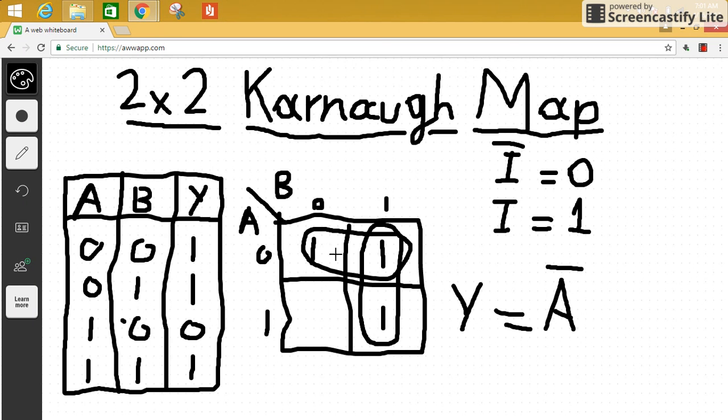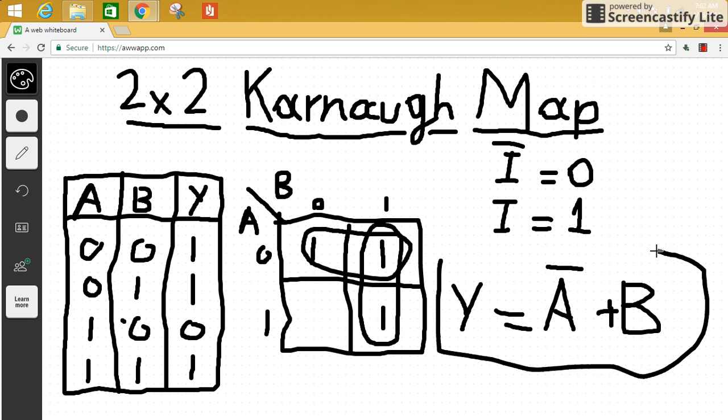And for the second pair, we see that A is changing from 0 to 1, whereas B equal to 1 is constant. Since a 1 minterm means an input without the prime, for this pair we have plus B. So that's it. This is the required Boolean equation for this particular example that we have drawn here.